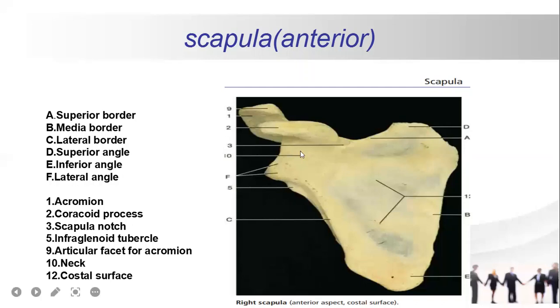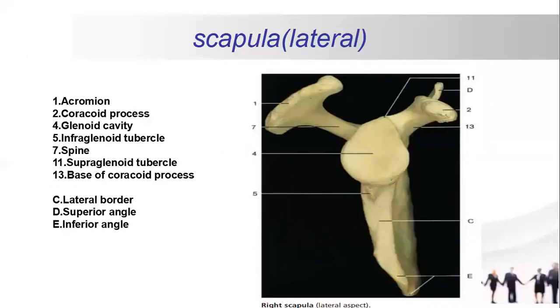Then we have number 10, which is the neck of the scapula. Then we have number 12, which is the costal surface. This region is called the costal surface or the body of the scapula. On the lateral aspect of the scapula, we are able to identify the acromion, which is still number 1, just right here. Then we have number 2, which is the coracoid process right here. We'll talk more about this area and its function.